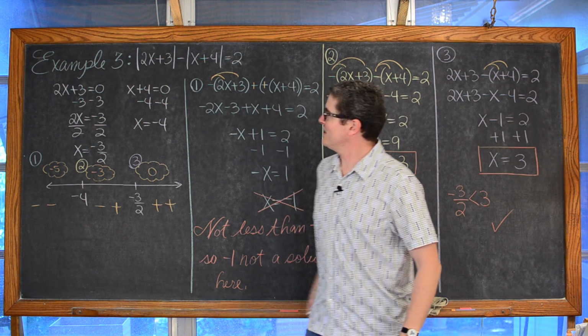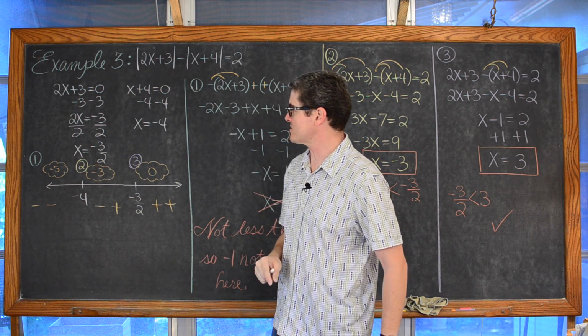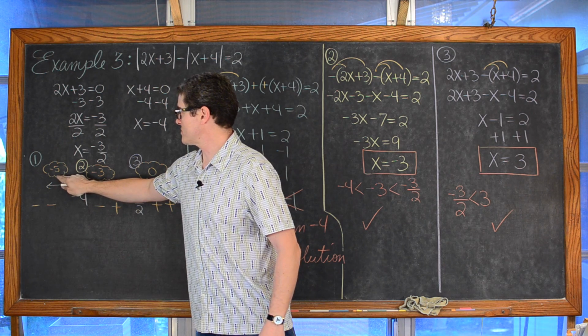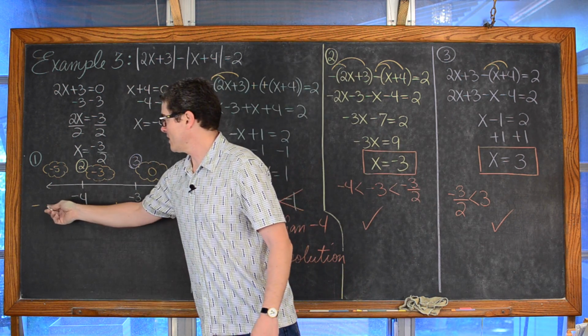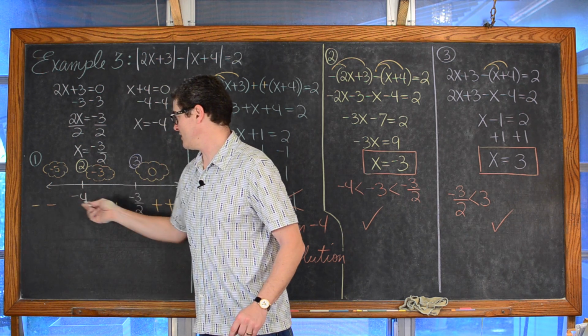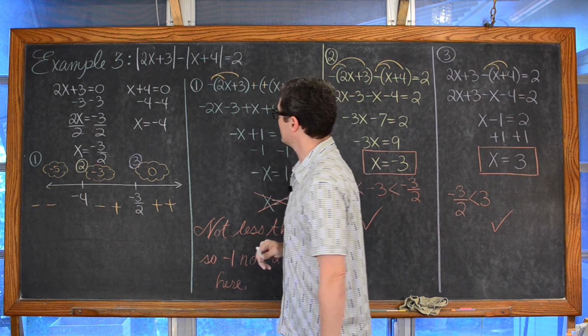So we found our turning points. We marked those along the x-axis. We tested the values of -5, -3, and 0, and realized that our two absolute values would be negative here, then negative positive, and then positive when we get to the right of 3/2.